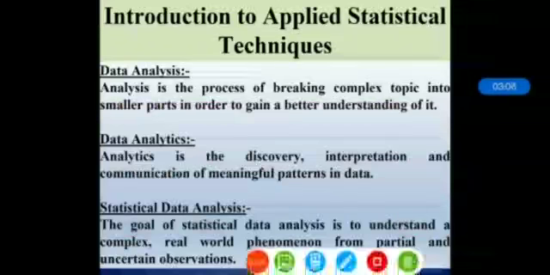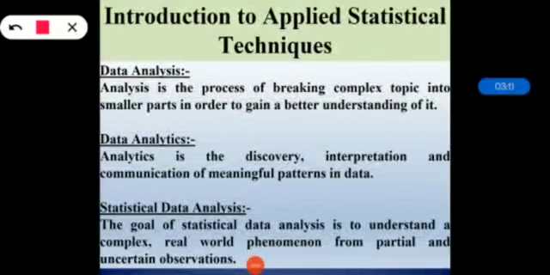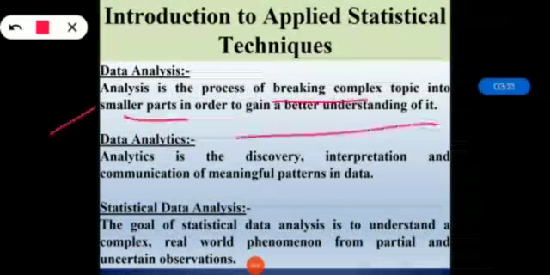So in that, the main terms that are related that we will see now, the first one is data analysis. So analysis is the process of breaking a complex topic into smaller parts in order to gain a better understanding of it. Means we already have a complex problem and we are breaking that complex problem into smaller parts so that we can understand it better. As we have better understanding, it becomes easy to solve the problem. So breaking the whole into separate components for individual examination is data analysis.